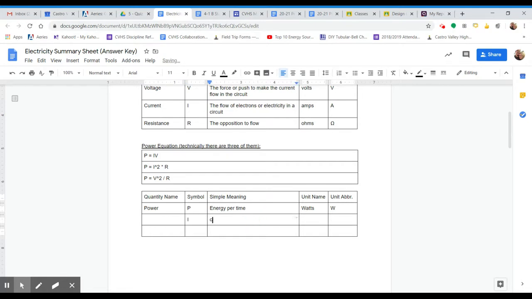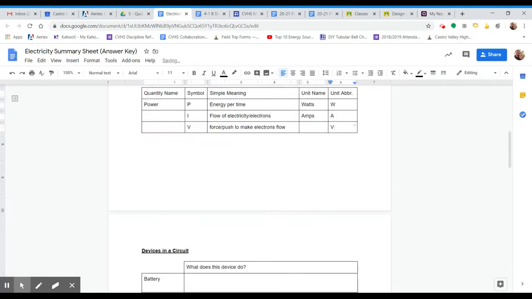I stands for current, which again is the flow of electricity or electrons, and that's measured in amps, like above. And then V stands for voltage, which is basically the force or the push to make the electrons flow. And that is measured in volts, or we label that as V.